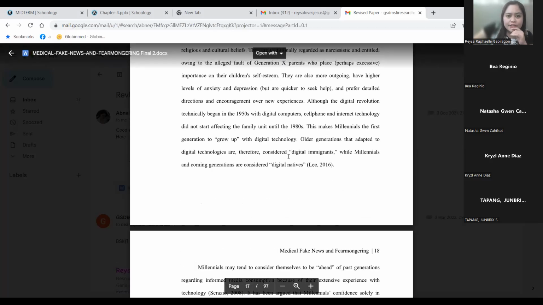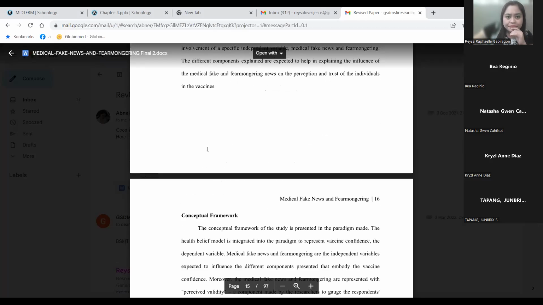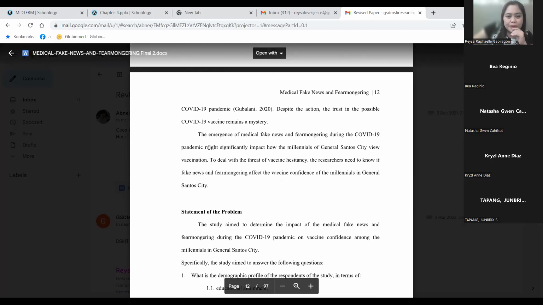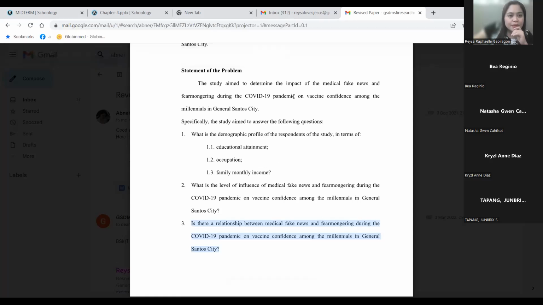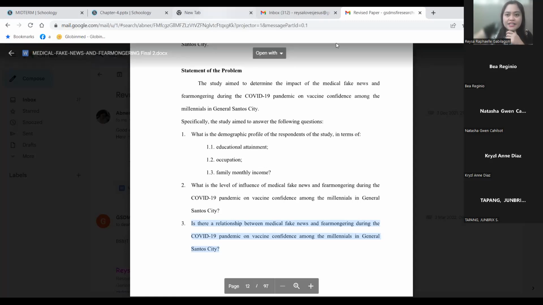Why is that? Let's go back to their SOP. Yes, they have a question here: is there a relationship between medical fake news and fear-mongering during the COVID-19 pandemic and vaccine confidence among the millennials in General Santos? Okay, so their research design is correct.